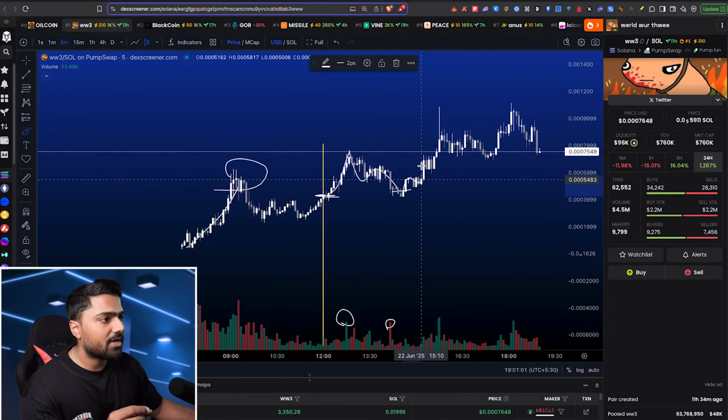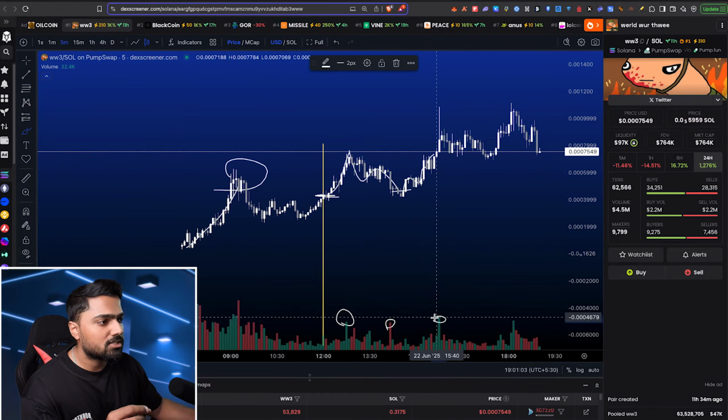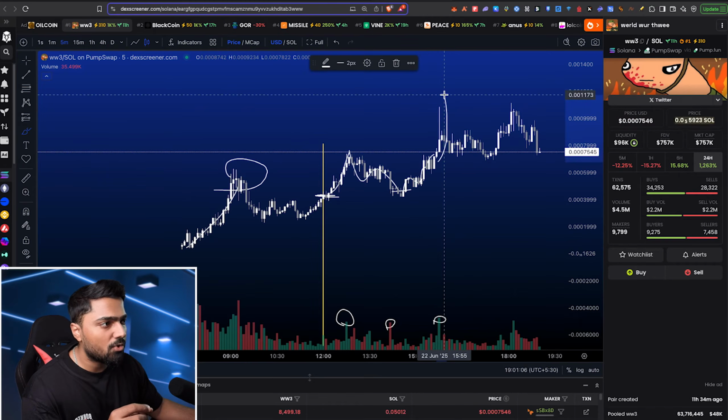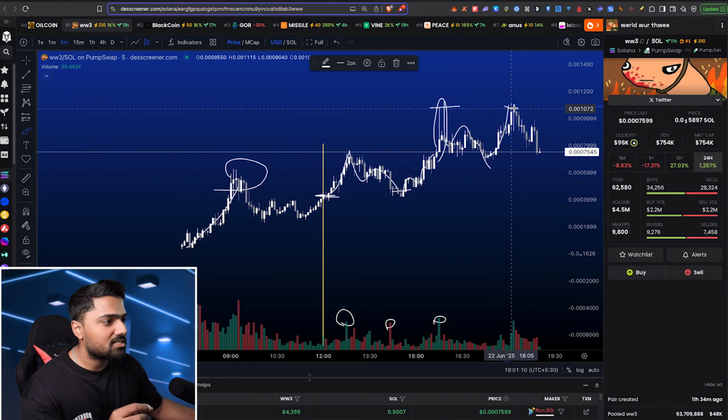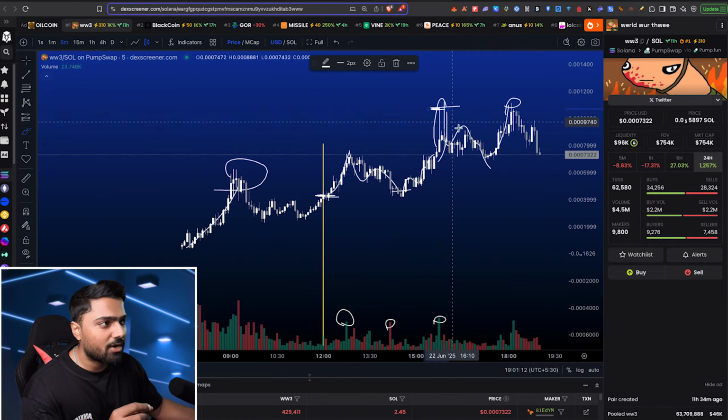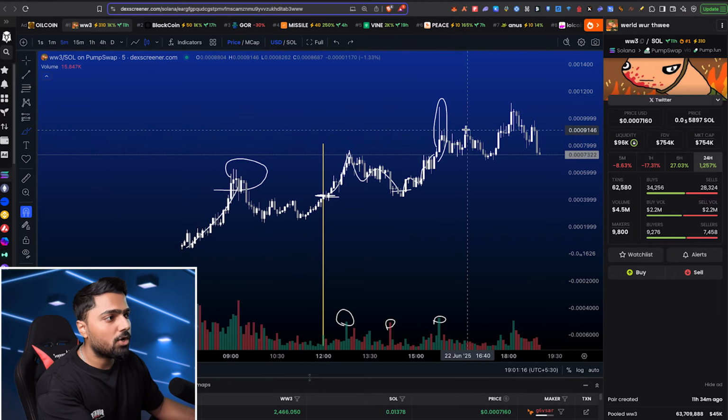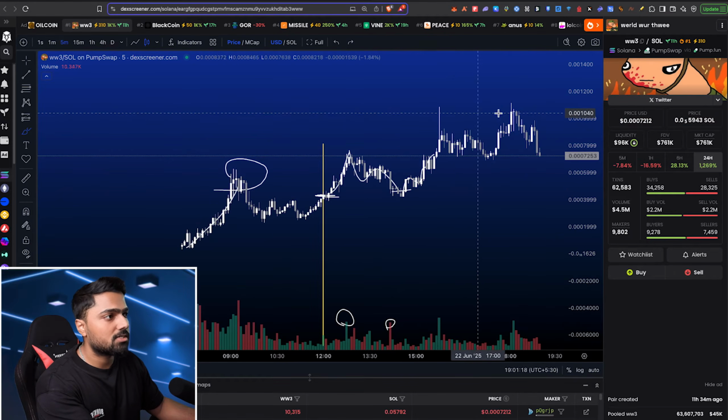All right, then price again started to go back up. We got support of rising volume once more and price made a new high. Another consolidation, another move towards the upside, and then we got stopped out almost at the same price point where we got stopped out earlier on. So this was some sort of a double top.